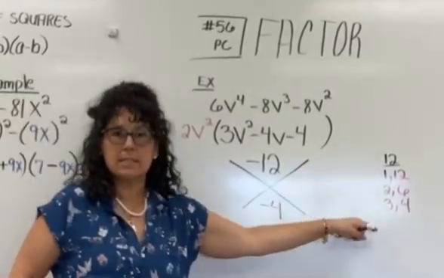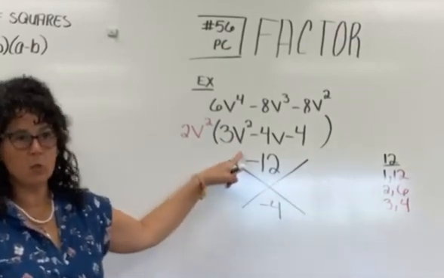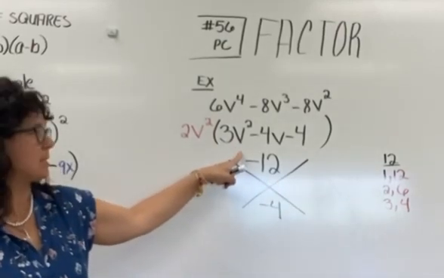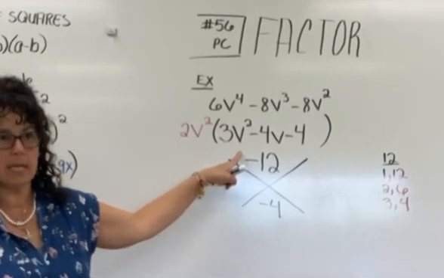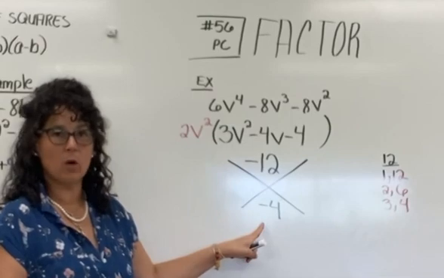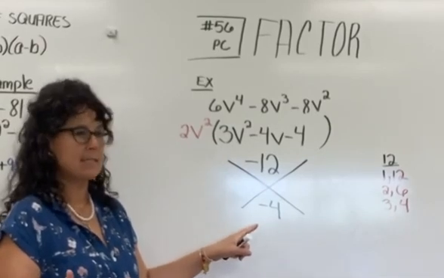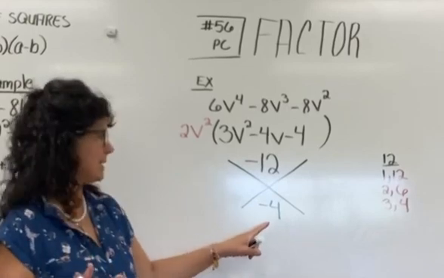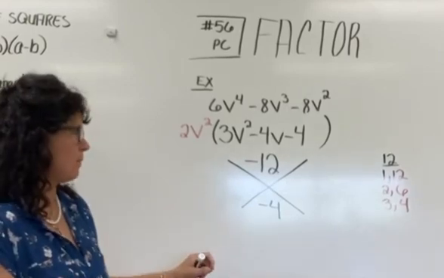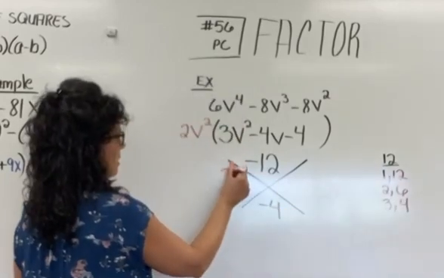So this list here, we're using to think of two numbers that multiply to get negative 12. And the only way that happens is if one of them is positive and one of them is negative. And then if two numbers add up to negative 4, then the one that's negative has to be the bigger one so that they add up to negative 4. Okay, so that happens to be 2 and 6.